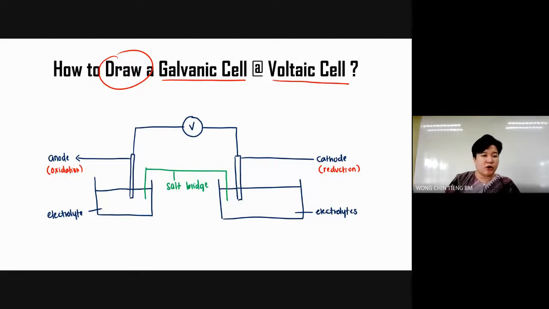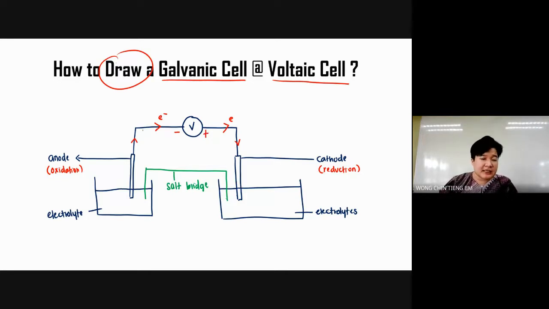As you all know, anode must be the one that undergoes oxidation all the time, and your cathode must be the one that undergoes reduction all the time. Therefore, your electron will always flow from your anode to cathode. The moment kita nampak elektron bergerak dari kiri ke kanan atau kanan ke kiri, always remember elektron mesti bergerak dari anode ke cathode. Can anybody tell me, is your anode the positive or the negative terminal? Anyone? Negative. Your anode in your galvanic cell will be your negative terminal, while your cathode will be a positive terminal.